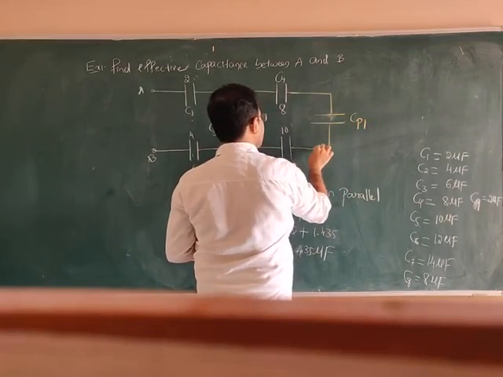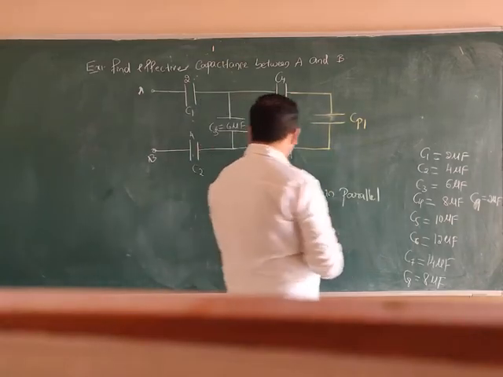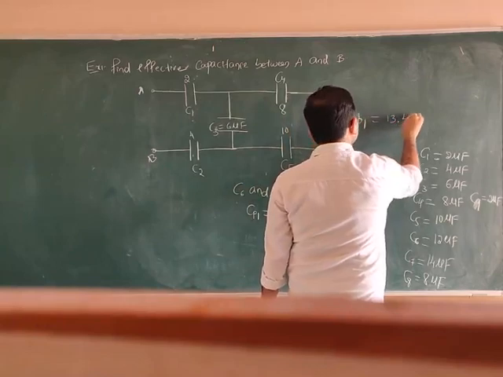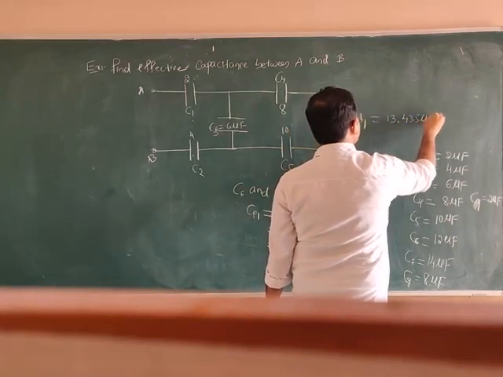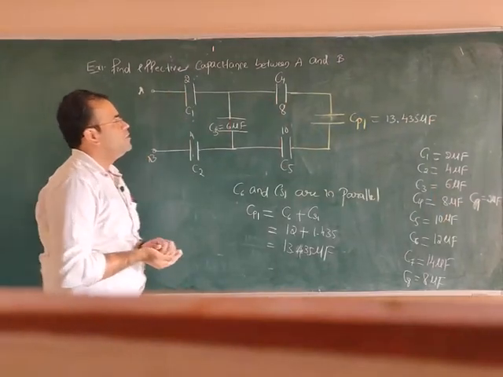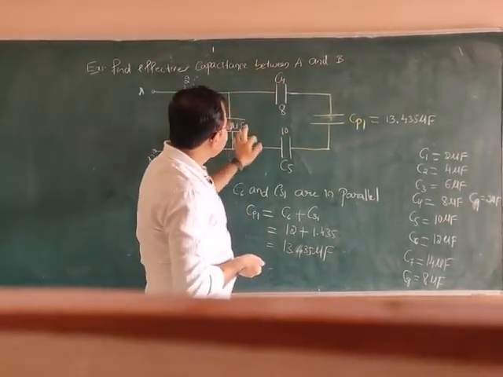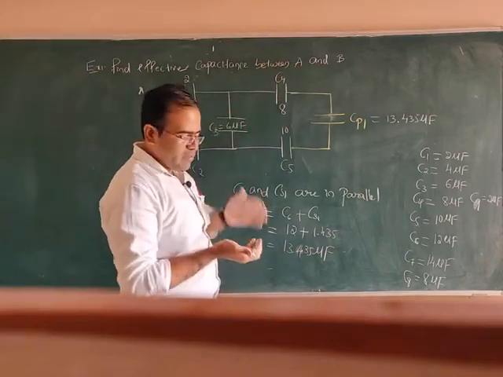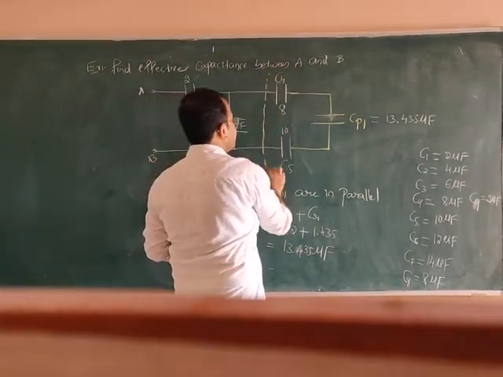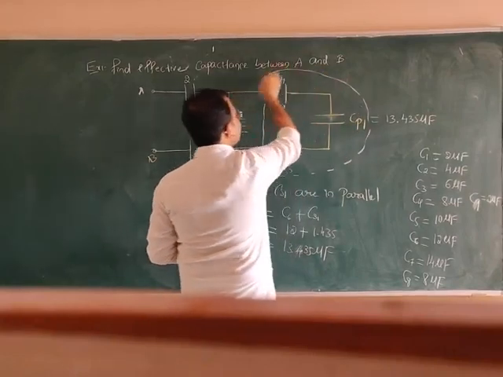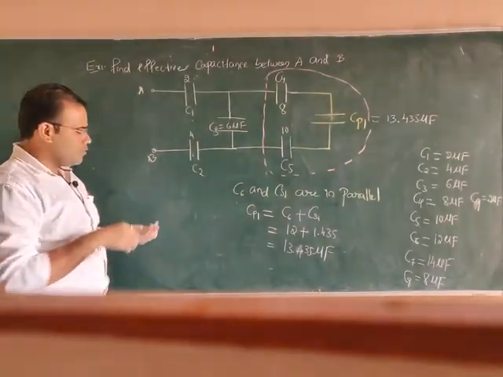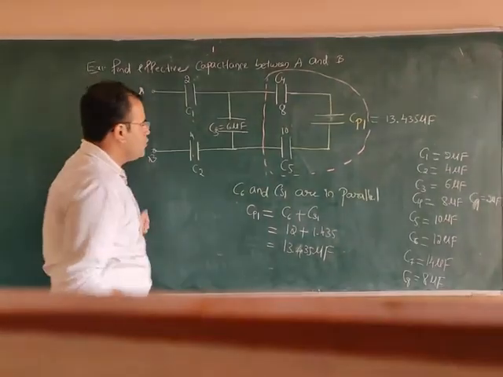So this is the first parallel combination, CP1, that is going to become equal to 13.435 microfarad. So you are going to get the value as 13.435. Again you are going to observe these three are in series combination. These three quantities, again these three are in a series combination, so again you are going to use the values like this.